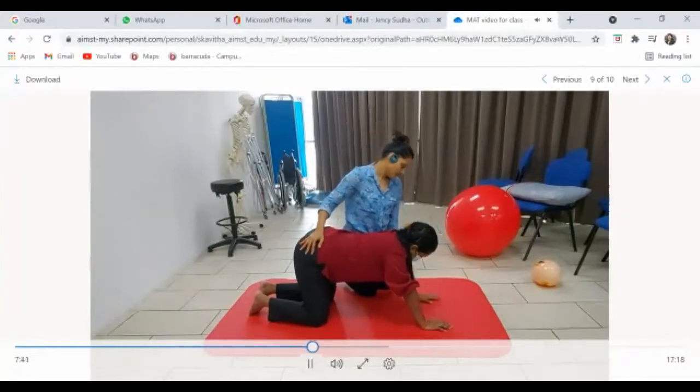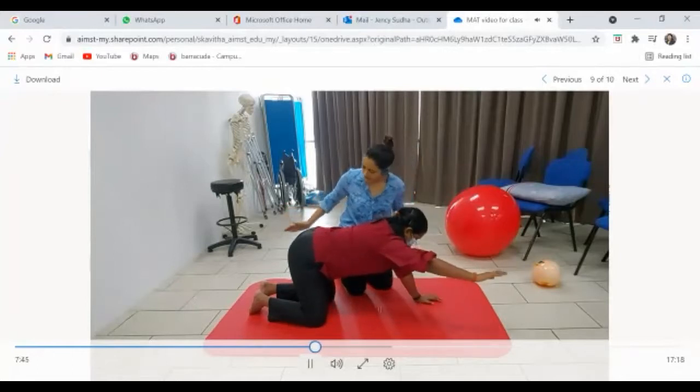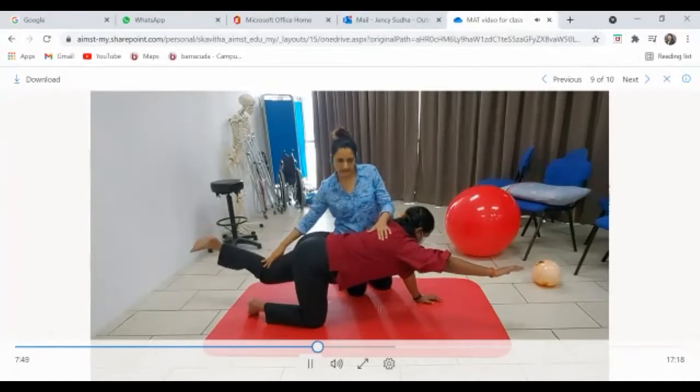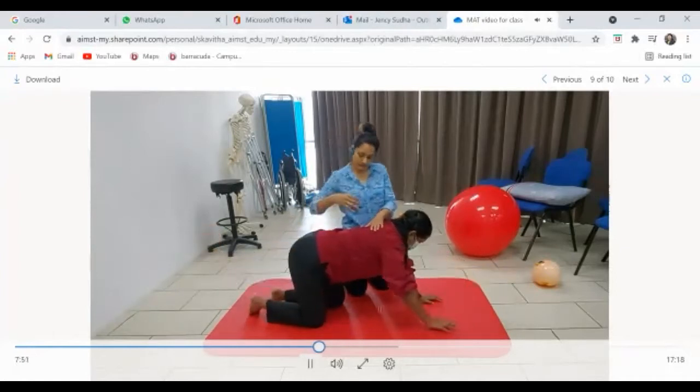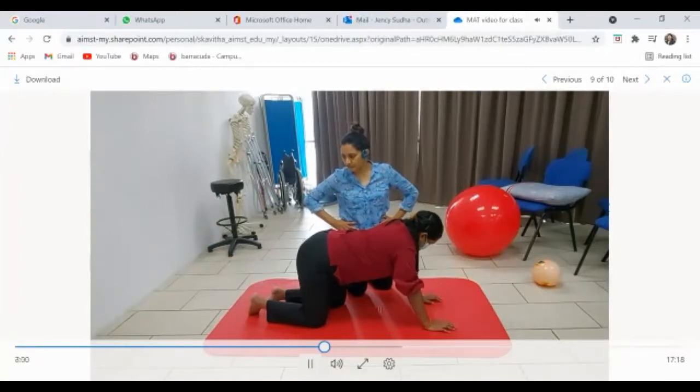Once she gets good control of the hand, you can do alternate, one hand and the other, slightly. Then you can come back for a brief period of time. Then you can keep doing it for a long time. Okay? So that will be alternate arm shift. And co-contraction can be done. How do you do co-contractions?